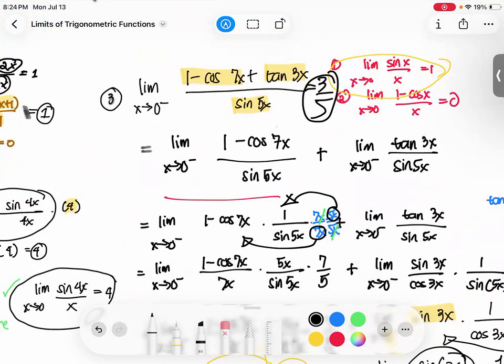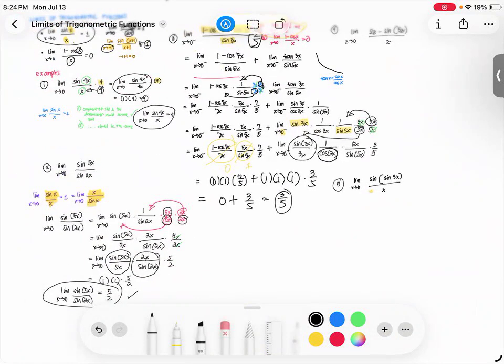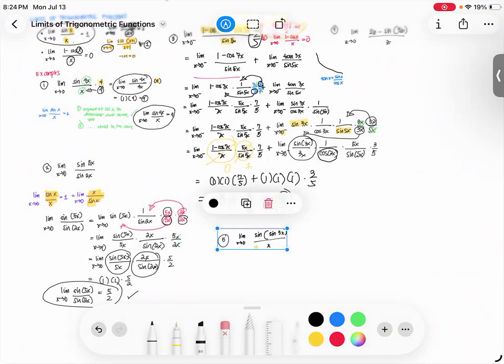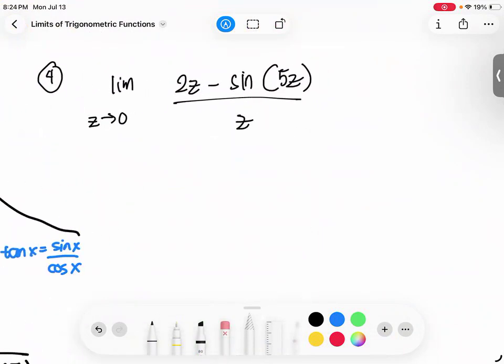Okay, now let's move on. So let's have the last two. Okay. Let's have number 4. We have the limit of 2z minus sine of 5z over z as z approaches 0. So how do we do this?